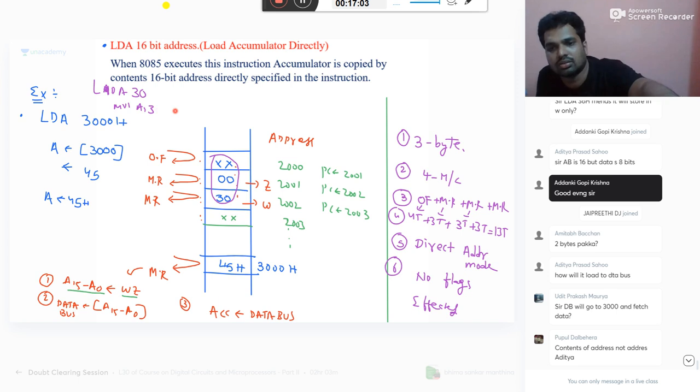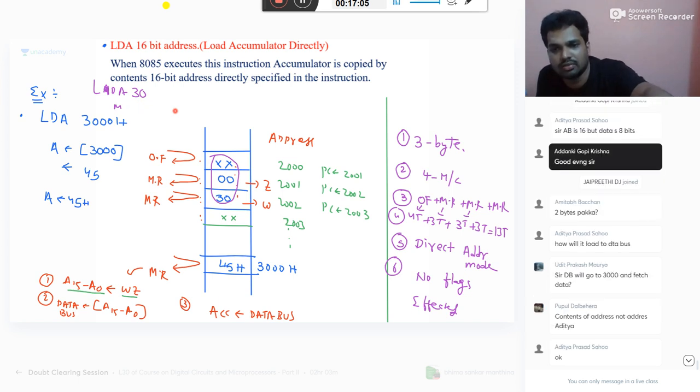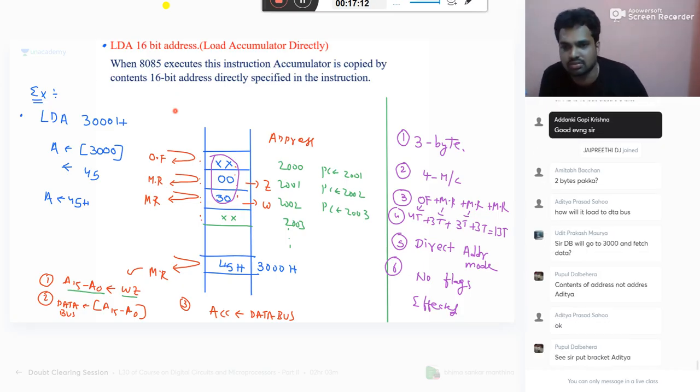Exactly correct. Data bus will not go anywhere. Okay. Address bus will go. Data is loaded from the address bus.